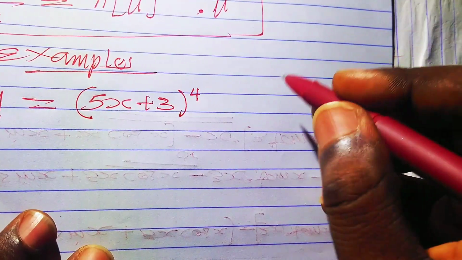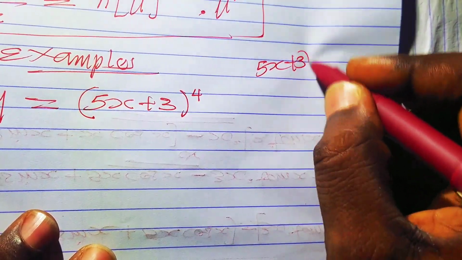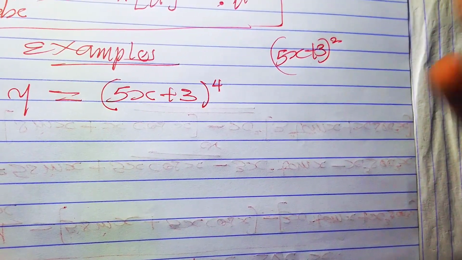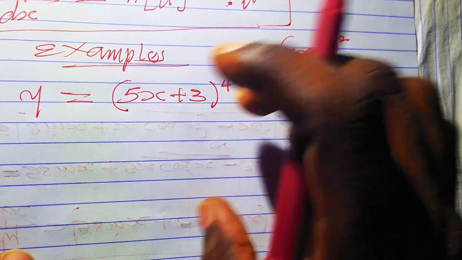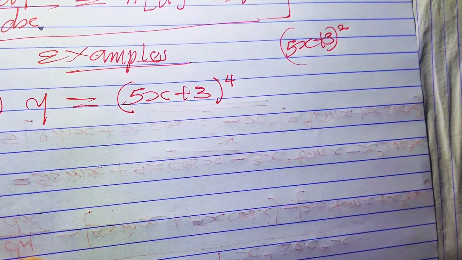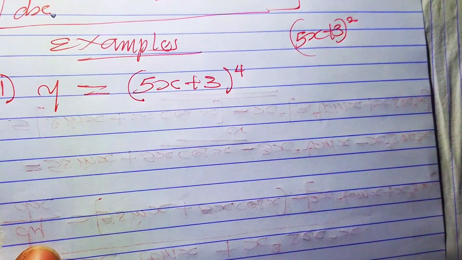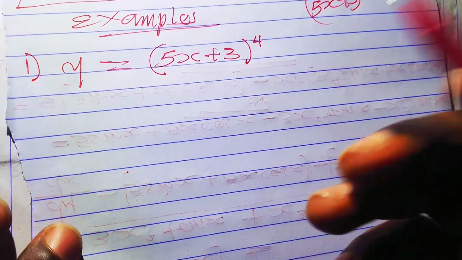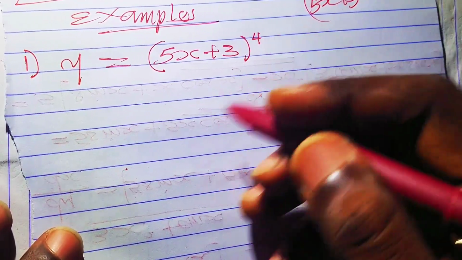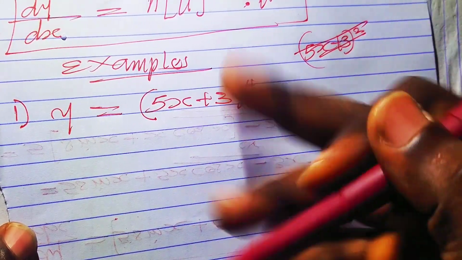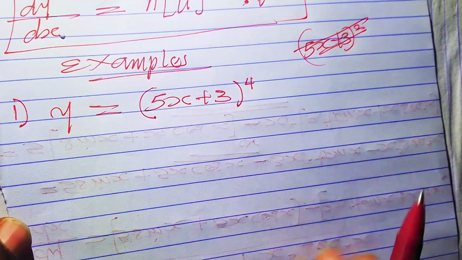If it is some kind of question like (5x + 3) squared, you can just multiply this one by itself twice and then still apply power rule, and then you solve by way of just solving polynomial expressions. But the moment it's going to 3, 4 and above, then it's advisable you make use of chain rule. So it's easier to make use of chain rule to solve questions like this. So let's apply the concept of chain rule to solve this question.